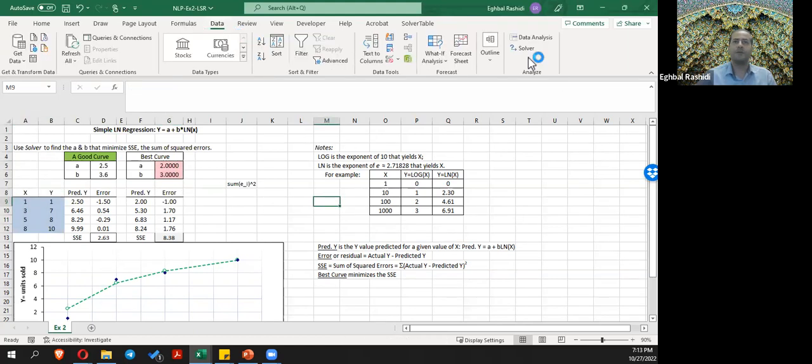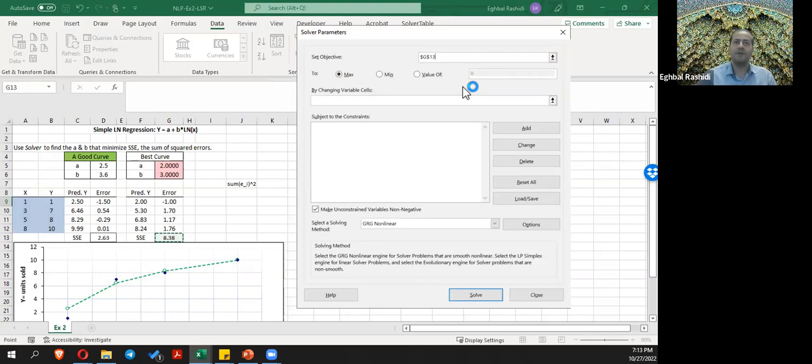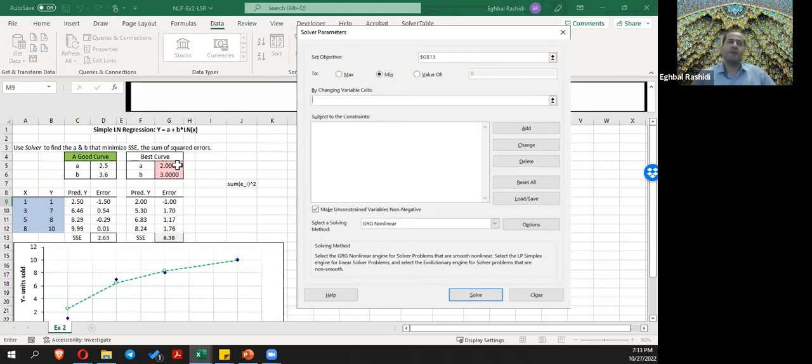Let's go to Data, Solver, and here is going to be our objective function, which is SSE. We are minimizing this by changing the values of A and B. And these are going to be the decision variables. We don't really have any constraints here. So I'm just going to ask it to solve it.